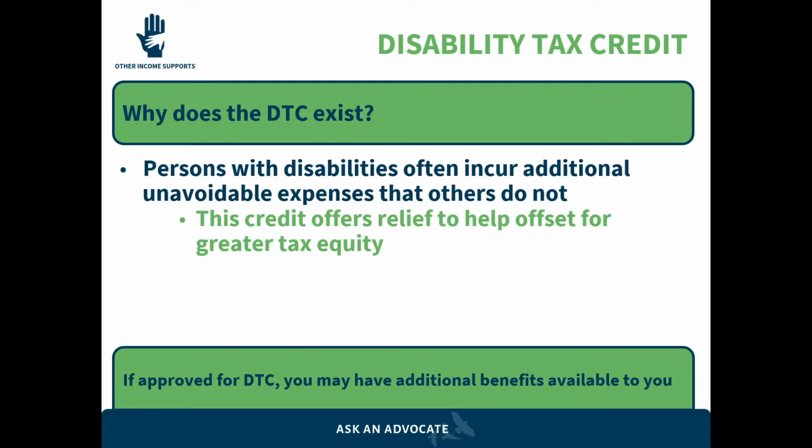You may be wondering why an additional benefit would be created for persons with disabilities. However, persons with disabilities often incur additional and unavoidable expenses that others do not. Because of this, the DTC offers relief to help mitigate some of those expenses. If you are approved for the DTC, there may be other benefits available to you, such as Registered Disability Savings Plan, Canada Workers Benefit, Child Disability Benefit, and much more. To look further into these additional benefits, visit the link provided in the description below.